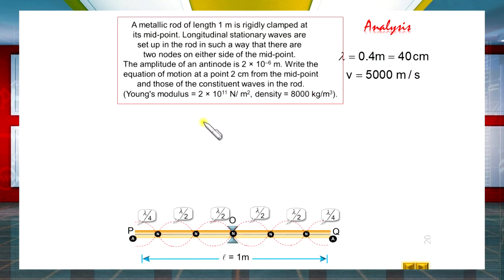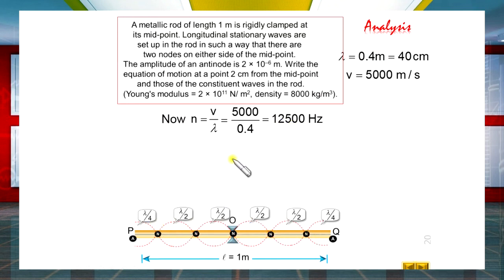Now we have the formula for the frequency. We know the frequency should be equal to the wave velocity divided by wavelength, and we know the velocity and wavelength. Velocity is 5000 and wavelength is 0.4 meter. So 5000 divided by 0.4 should be equal to 12,500 Hertz. This is the frequency of this type of oscillation.